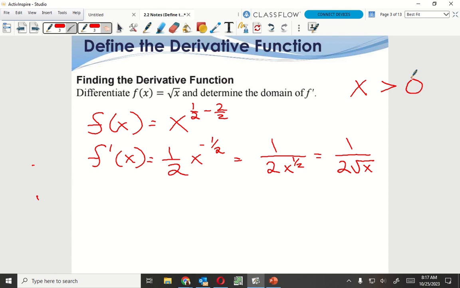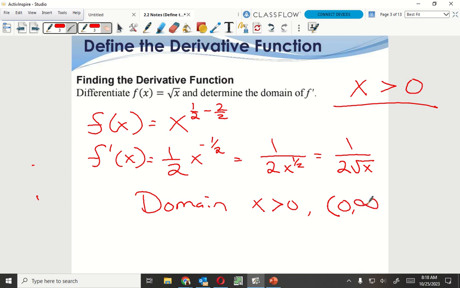So let me see. The domain of this is going to be anything that satisfies this. So the domain is going to be x greater than 0. Or, as interval notation, I would start with a parenthesis, 0, comma, and that goes to positive infinity.